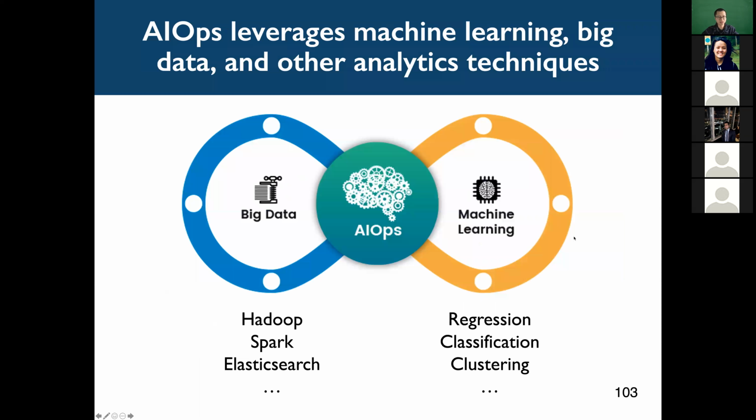We already mentioned that AIOps leverages machine learning, big data, and other analytics techniques, right? Big data techniques usually include tools like Hadoop, Spark, and Elasticsearch. These are tools that can handle big data. Machine learning usually includes regression, classification, and clustering.